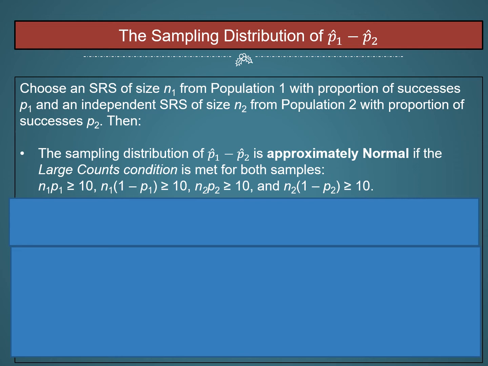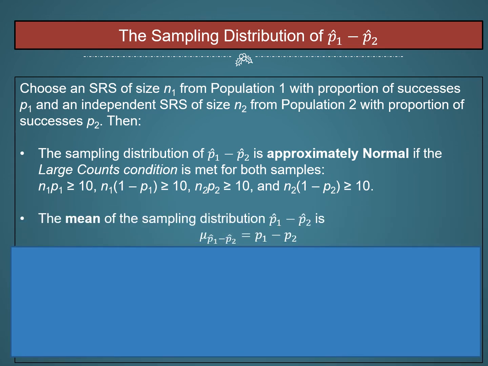That allows us to do a z-score. Let's talk about the mean. The mean of p hat 1 minus p hat 2 is just going to be mu of p hat 1 minus p hat 2. That one's not so bad. But the standard deviation, okay, y'all.